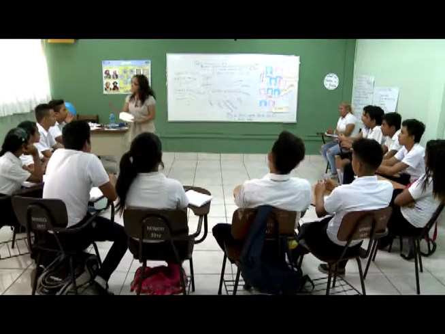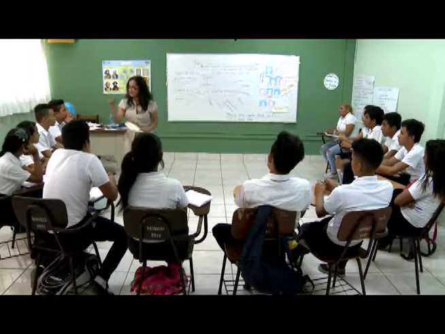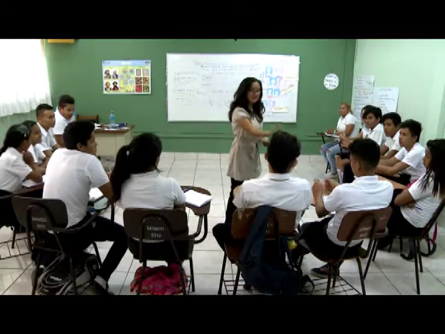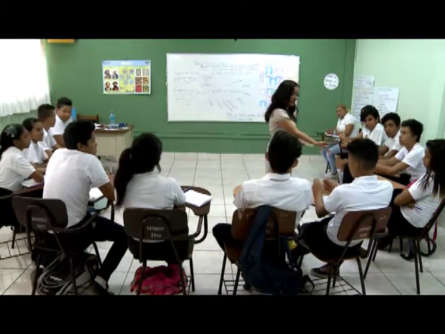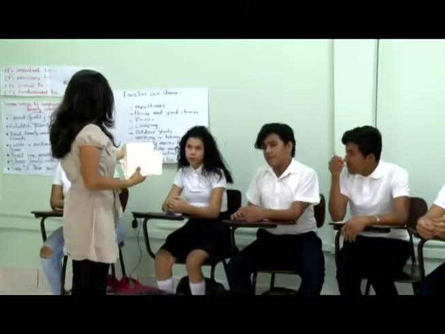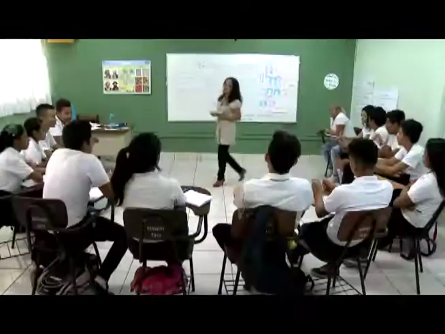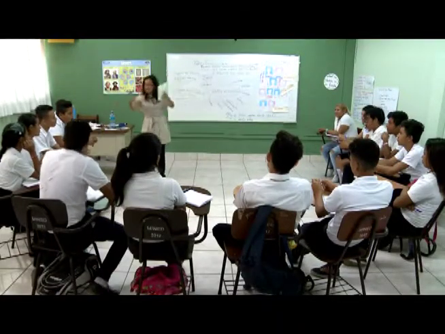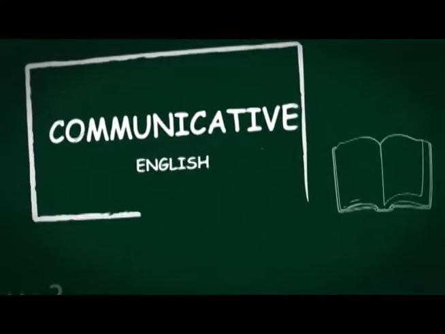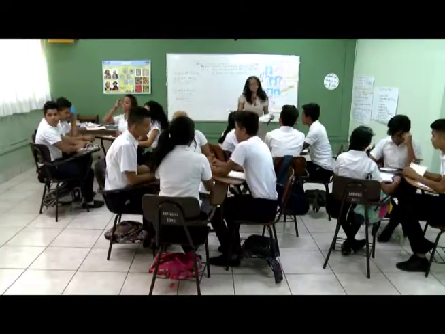Okay, let's try. From A to D. A, B, C, D. Excellent. A, B. Good job. Now, the A's, please. Let's make a group over here. A, stand up and let's make a group over here. Now that you're in groups, let's practice.